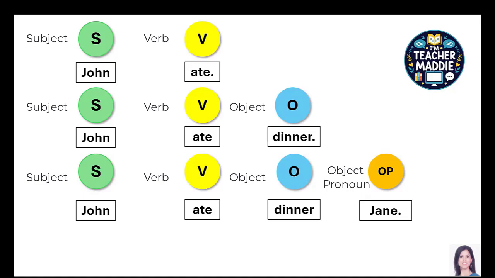Okay, but there's something that goes in between the object and the object pronoun. And in this case, we are adding the word with. Okay, 3 sentence structures that we are using, and we're basing it off the very first one, subject and verb. All 3 of these sentences have a subject and a verb because all sentences need at least these 2 things. Okay, the second and third have the object. Okay, dinner. Okay, and then the third one has Jane as the object pronoun.